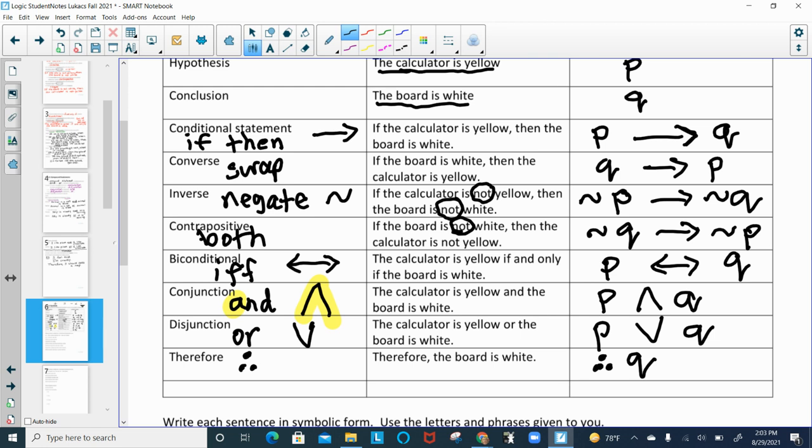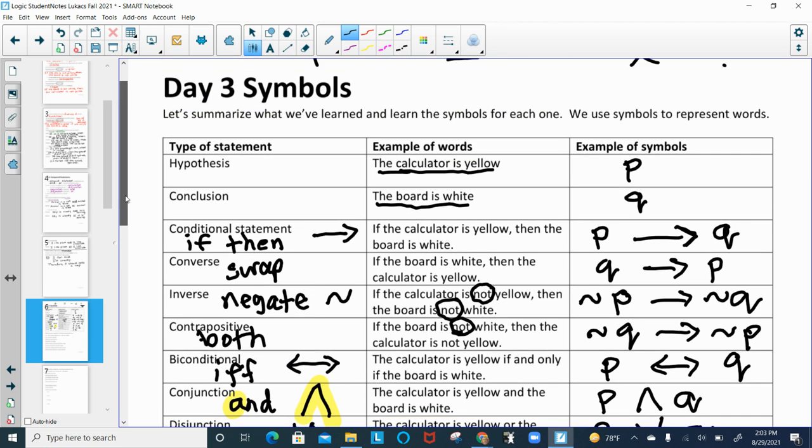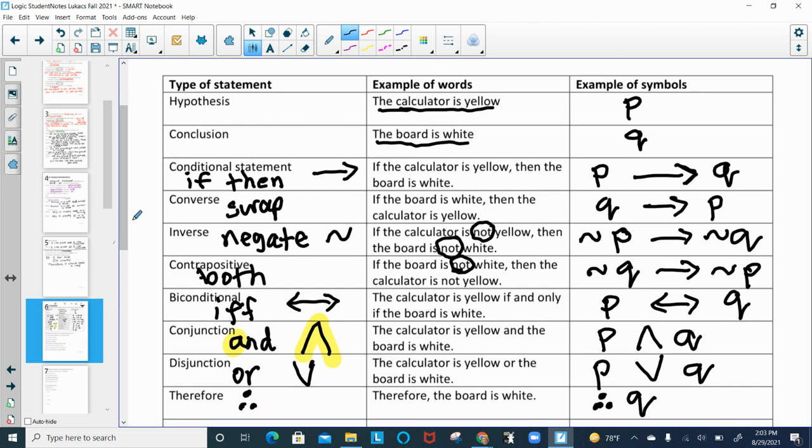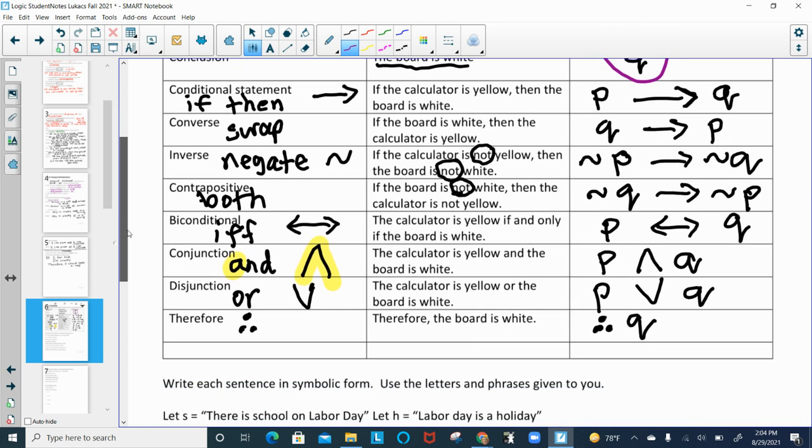And so that's a lot of symbols, and I like to have that. That's why I made one big giant table, because I want this to be your cheat sheet. The only thing that could change here is this part. I'm going to put a little circle. Sometimes we don't always use P and Q, but the idea stays the same. We still use the arrows, the squiggly lines, the upside down V, the therefore dots. We just use different letters.